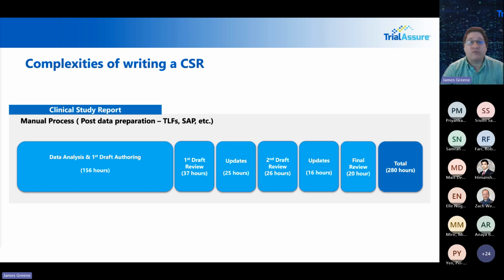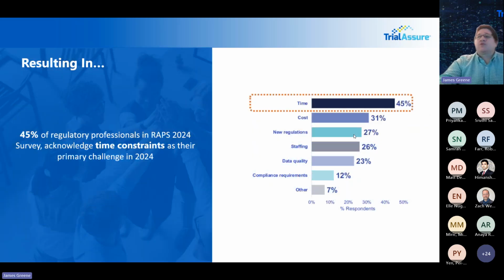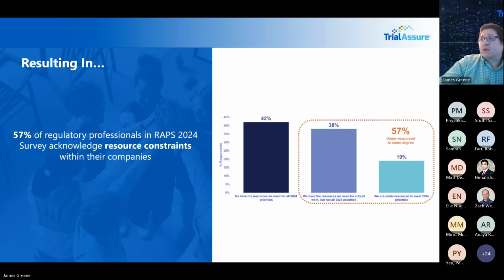Now, that's a lot of manual work. And as you can see, a lot of it comes from the review that is built around the manual process of going through TLFs and the error-prone nature of that. This results in 45% of regulatory professionals from a survey that RAPS put out last year acknowledging that time constraints were their primary challenge in 2024. And not only was time constraints, but also resource constraints within their companies was another area of frustration.